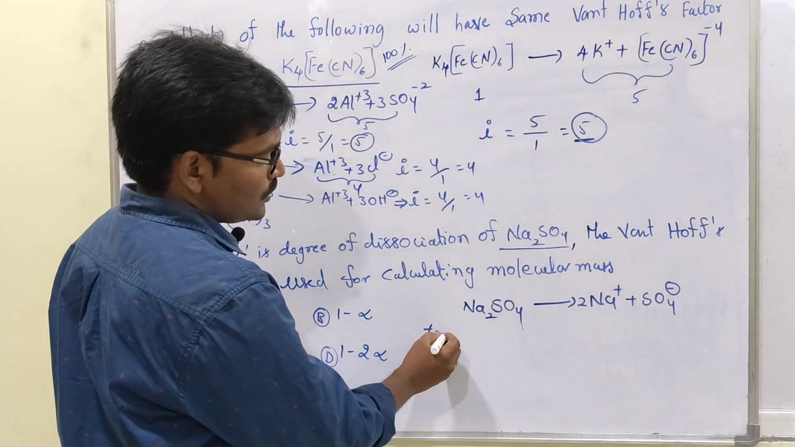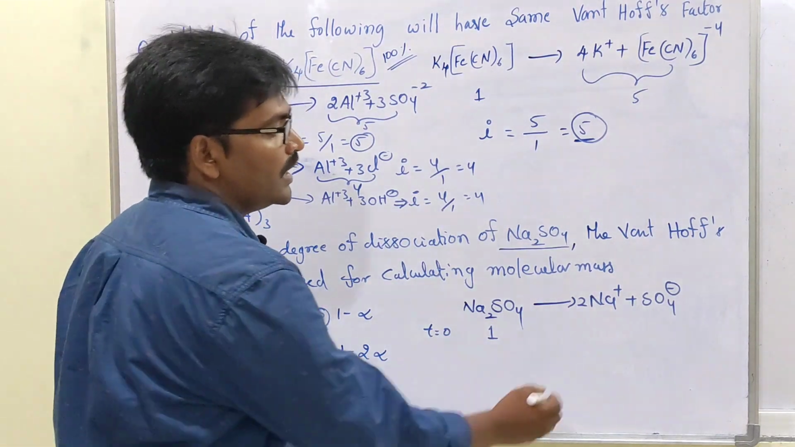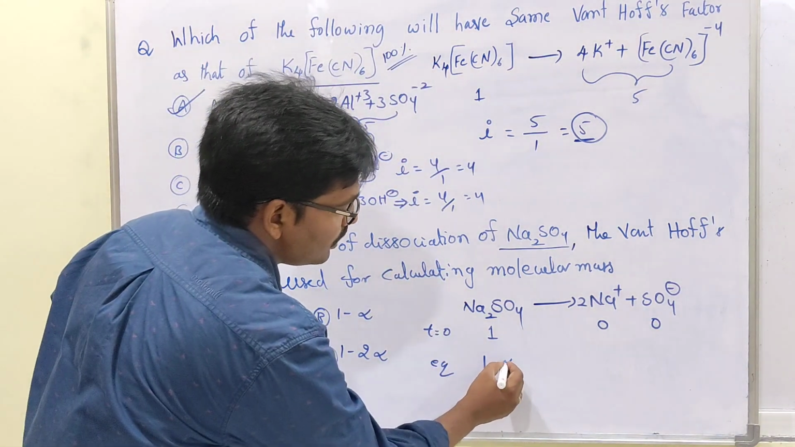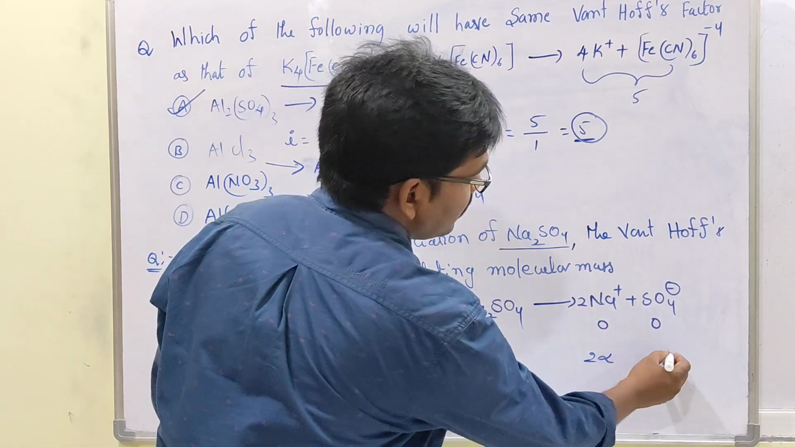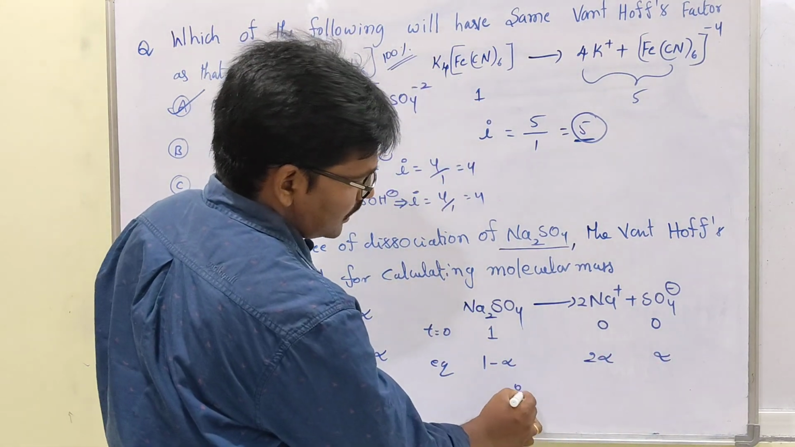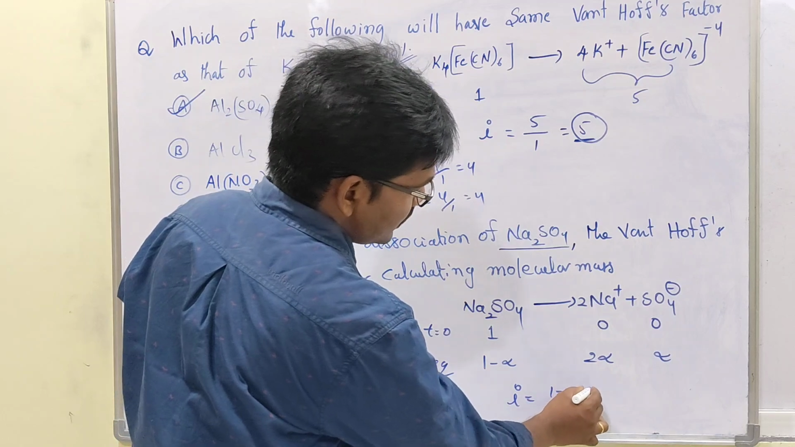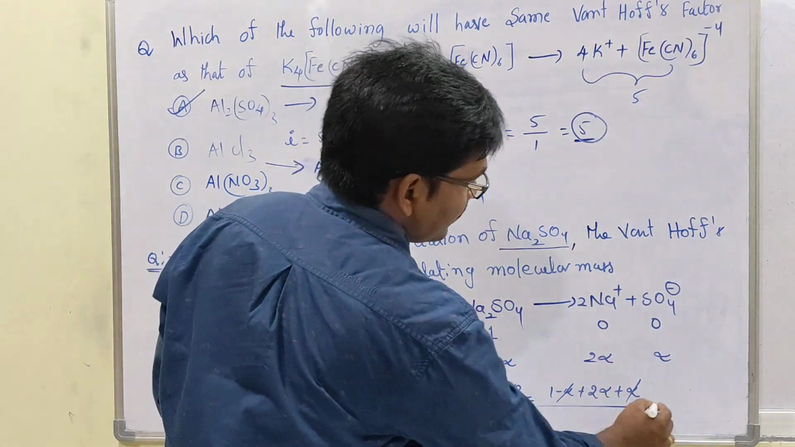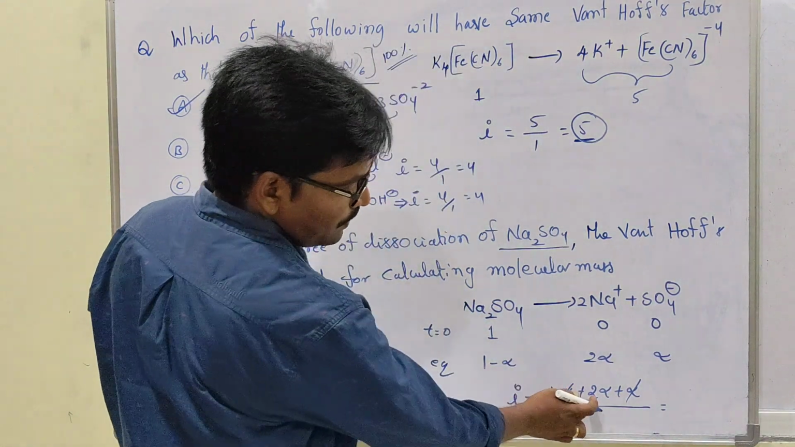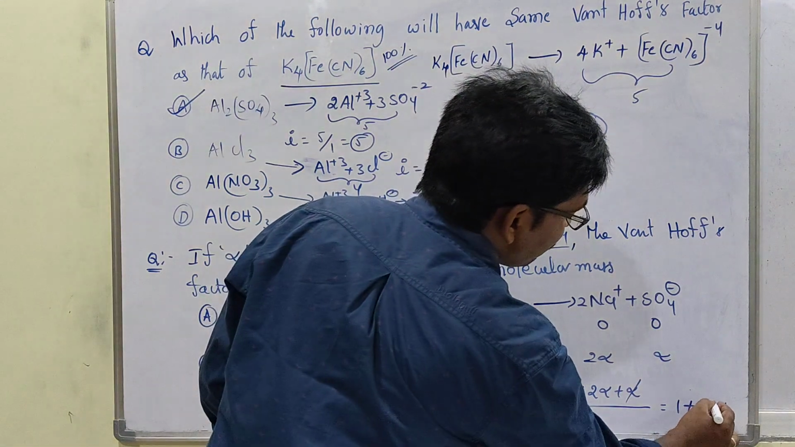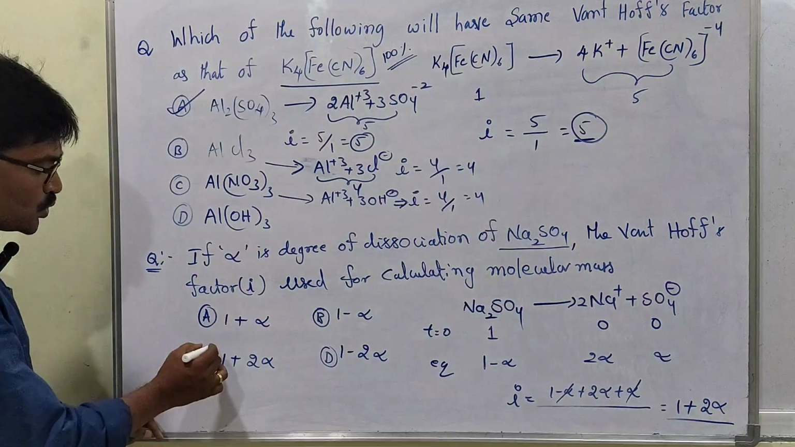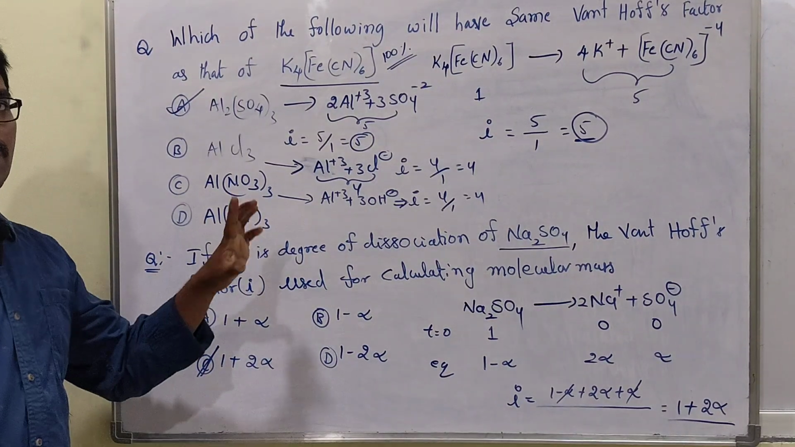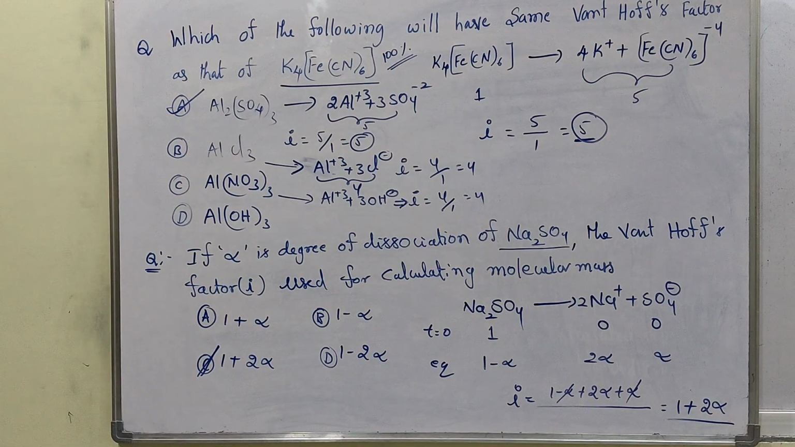Sir, at time t equals 0, only one particle will be there, and these are 0, these are 0. After some time, it is 1 minus alpha, then 2 alpha, then alpha. So i equals 1 minus alpha plus 2 alpha plus alpha. Plus alpha and minus alpha cancel, then you get 1 plus 2 alpha. That is the answer. Okay, understand my dear students? Yes. So note these two questions, then again we will discuss 2 more questions.